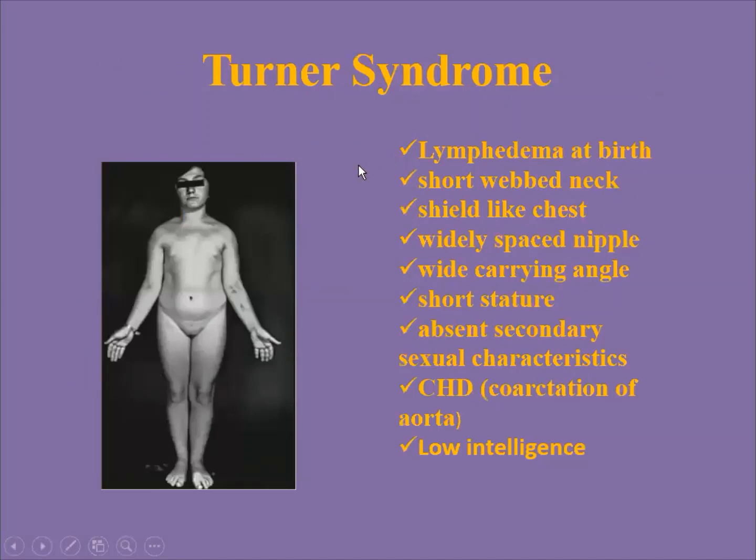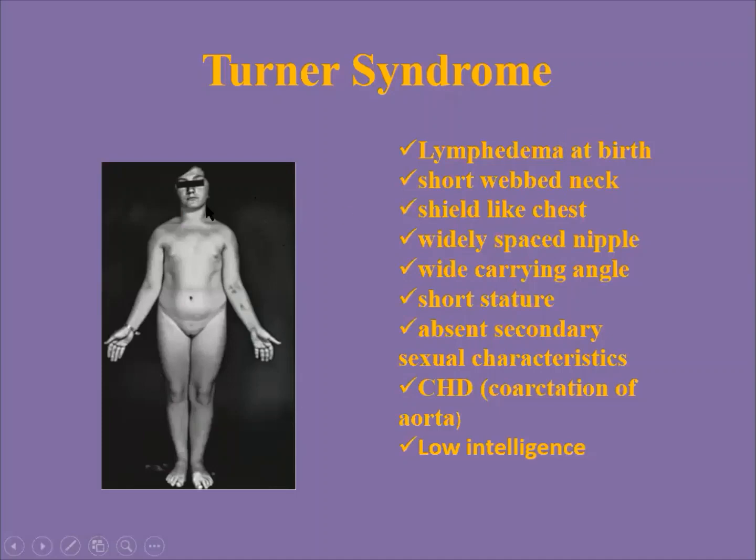Turner syndrome is another common syndrome. The commonest one is Down. I have not put any pictures of Down because we know about Down. Turner syndrome, just to remind you, I am putting, because we may not see that many Turner syndrome patients. So they have lymphedema at birth, and the birth weight may be low because chromosomal abnormalities usually end up as small for gestational age babies.